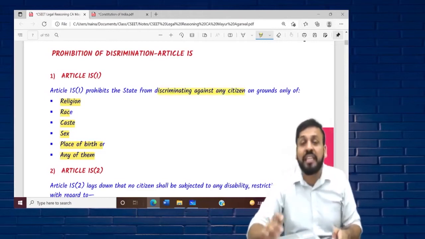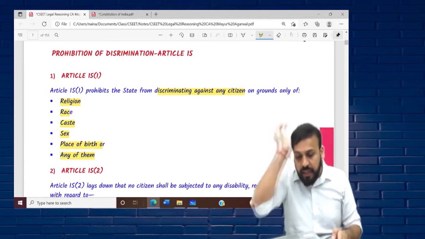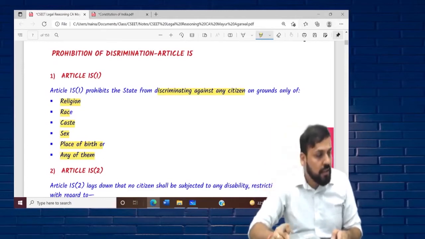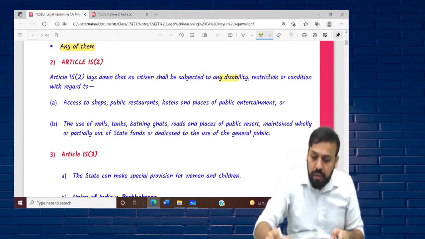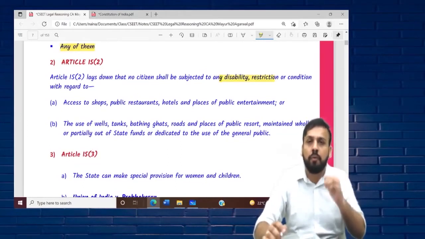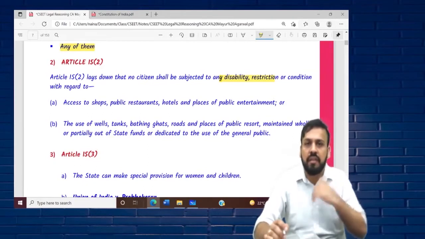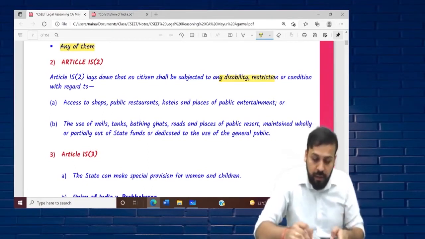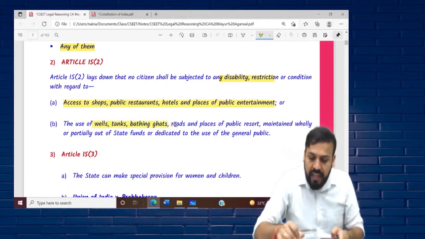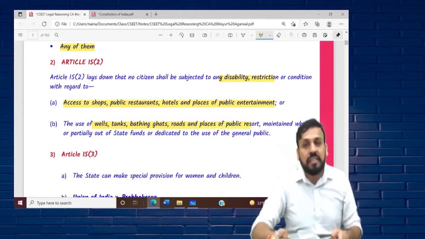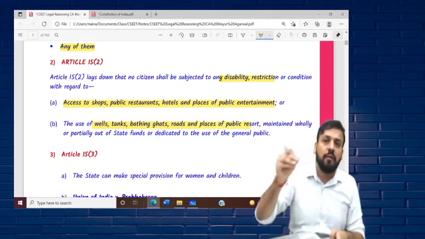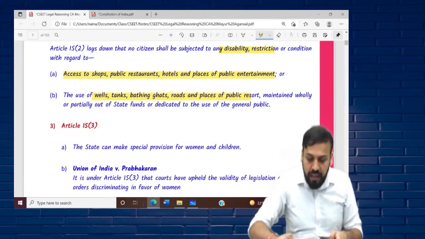The Constitution is telling us not to discriminate against any citizen. Who will not discriminate? The State. The State should not discriminate against any citizens on the ground of religion, race, caste, place of birth, and any of them. Similarly, you cannot put an entry restriction like only the rich can come to the mall, the poor cannot; only this caste can come, this caste cannot. Can you put a restriction on anyone accessing shops, public restaurants, hotels, public entertainment, tanks, wells, or roads? Only rich people can go on this road, the poor cannot. Such discrimination is not allowed under Article 15(1) and 15(2), but there are exceptions.